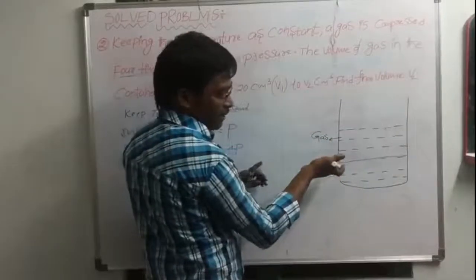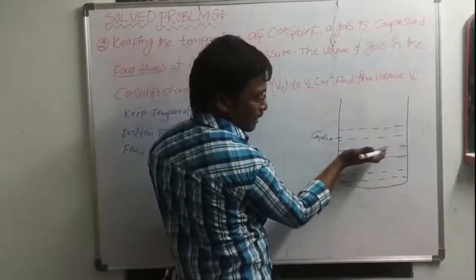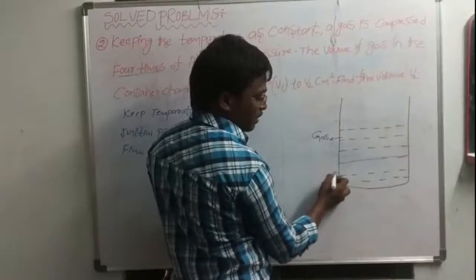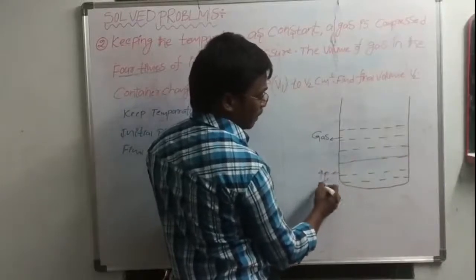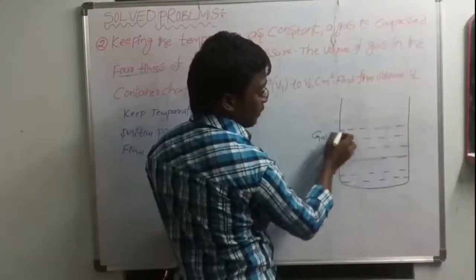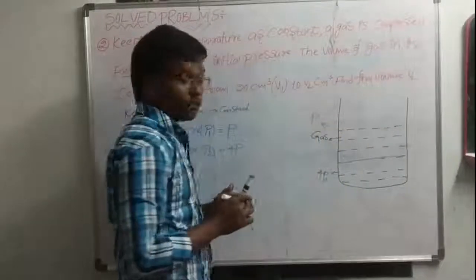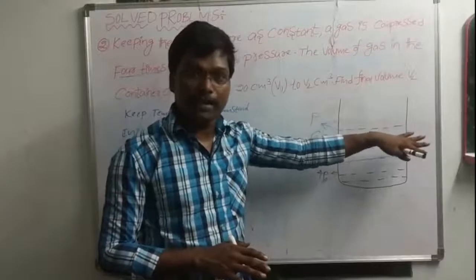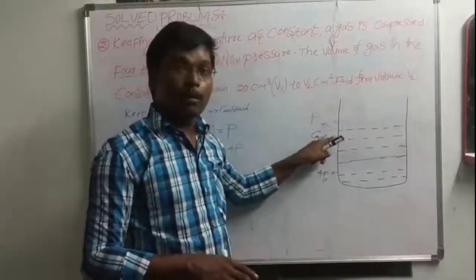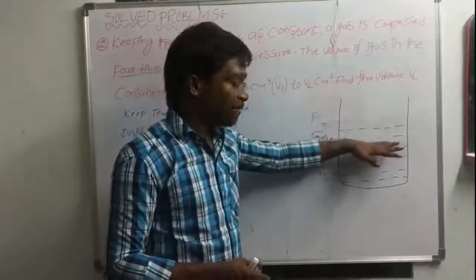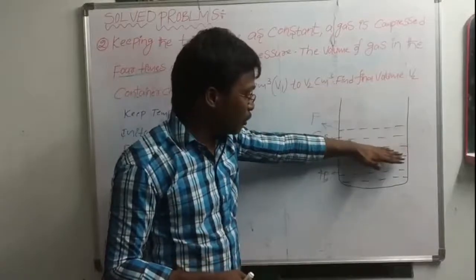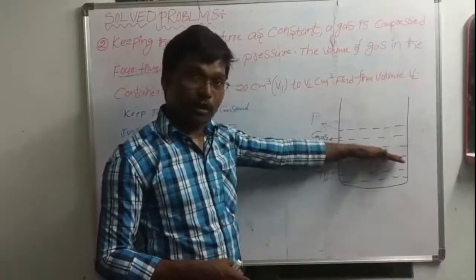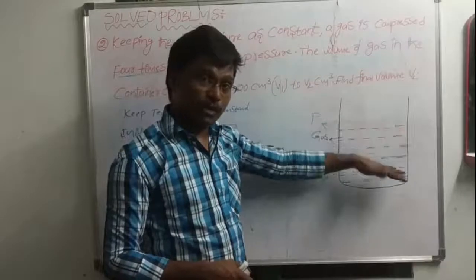At this level. So what is this? At this stage, what is the pressure? 4P. At this initial stage, what is the pressure? P. Initially, the pressure of the gas is P. But whenever you compress the liquid, this liquid will move down. Correct. So the liquid moves the downside.